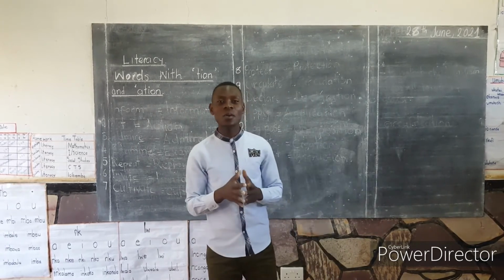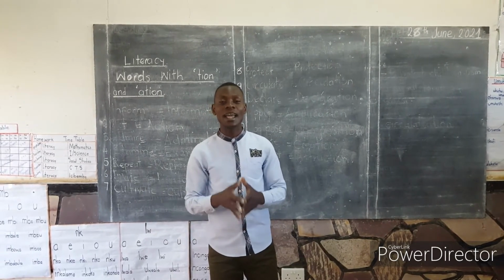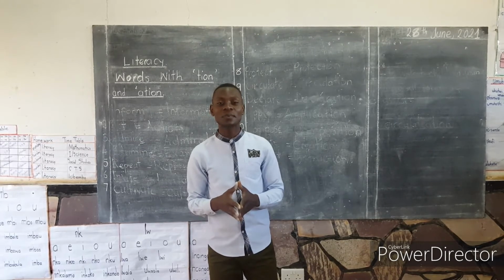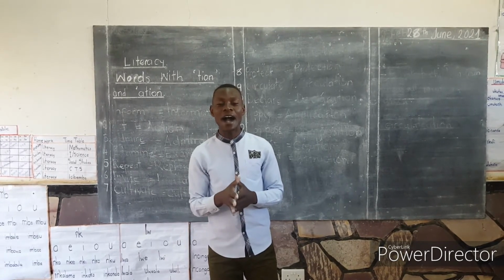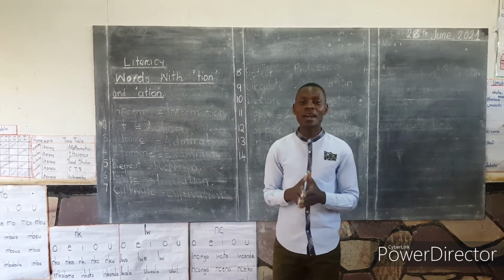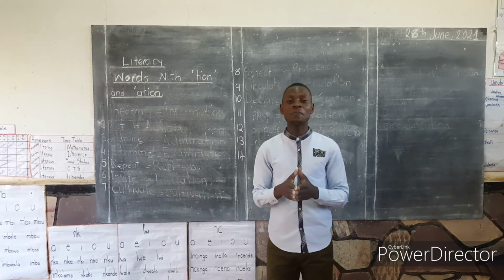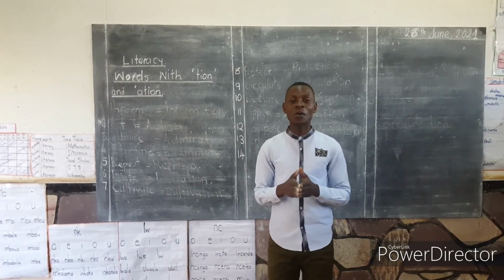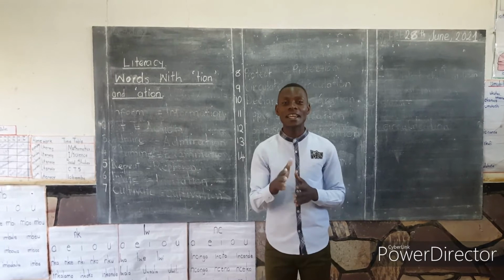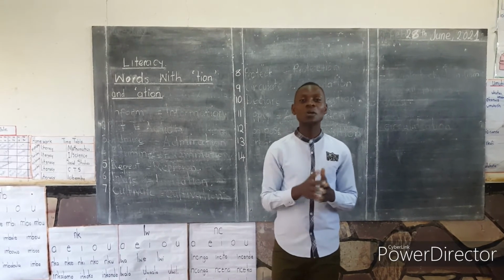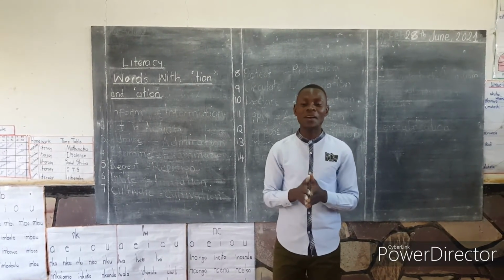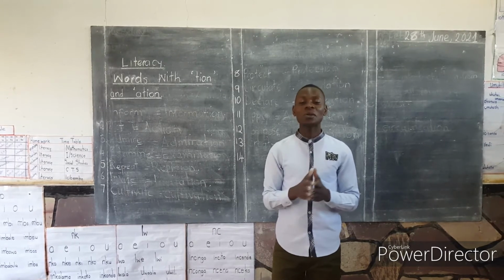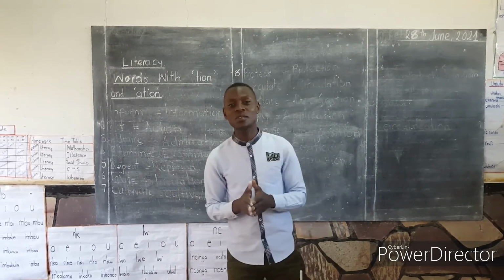Who can spell the word admiration? Admiration. Very good. Clap for her. Who can spell the word protection? Yes, there. Very good. Excellent. Clap for him. Very good. So now I know you are able to spell these words.